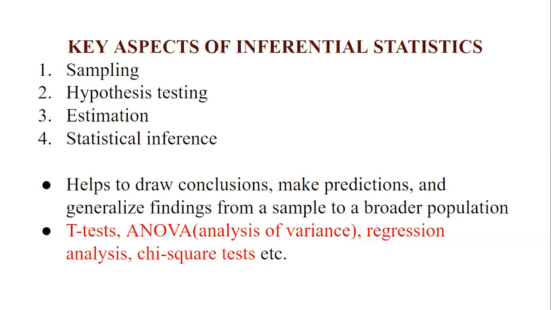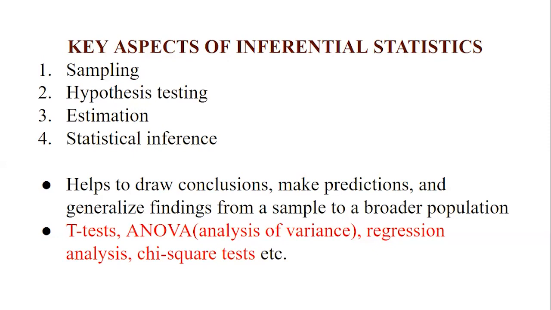So in social science research, inferential statistics help researchers to draw conclusions, make predictions, and generalize the findings from a sample to a broader population. Techniques like t-test, ANOVA test, regression analysis, chi-square test, and other tests fall under this umbrella of inferential statistics. And this helps to understand the relationships, differences, and associations among variables within social phenomena. Is it clear? So now you know what inferential statistics is.